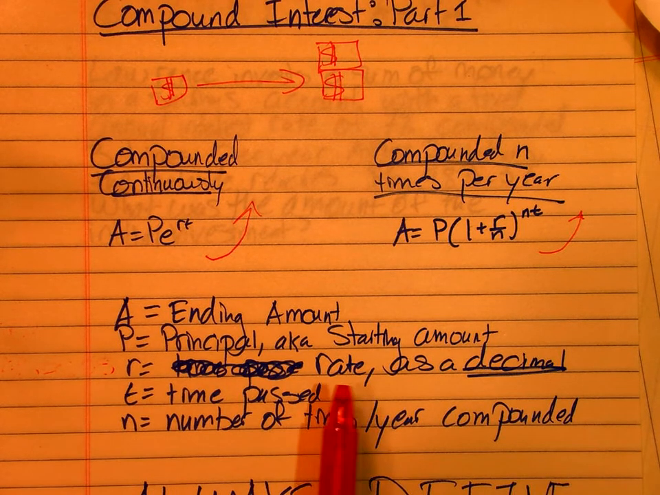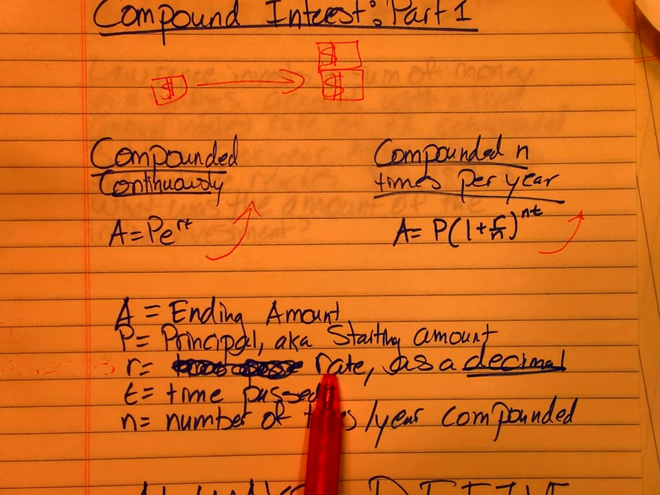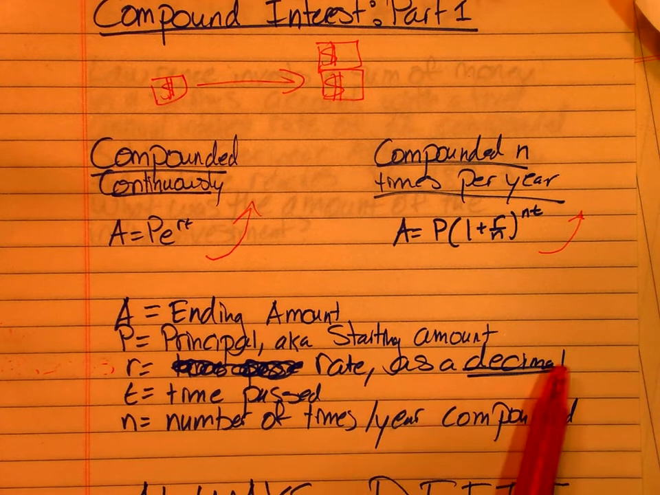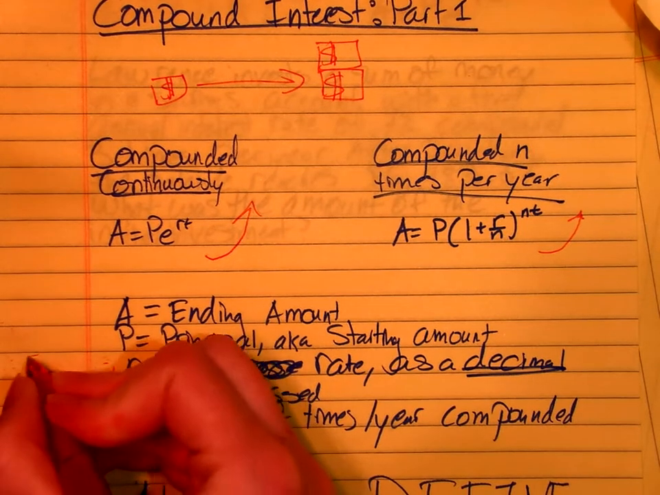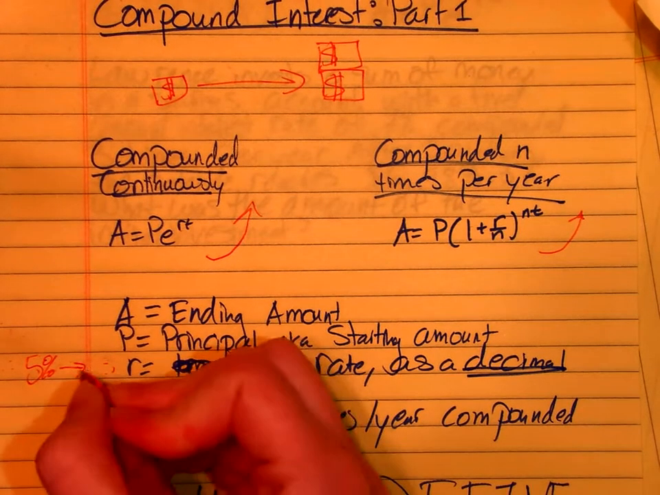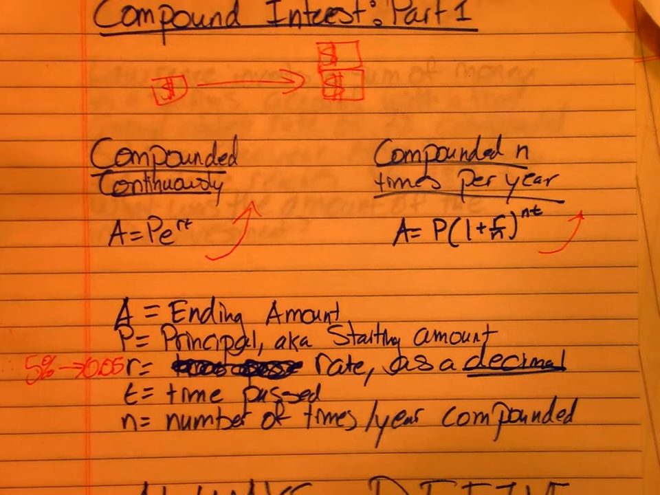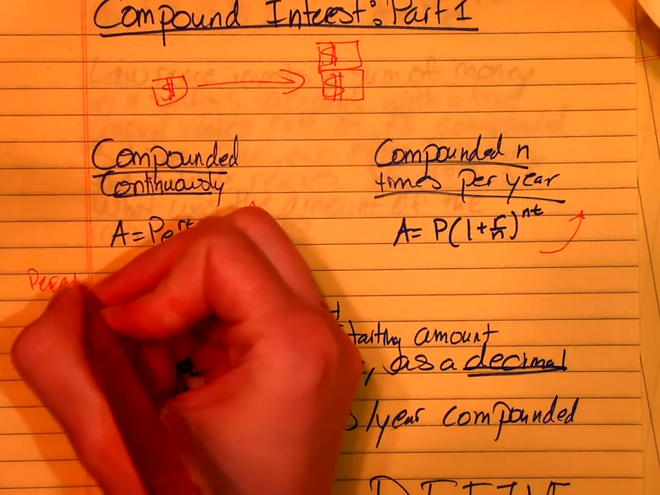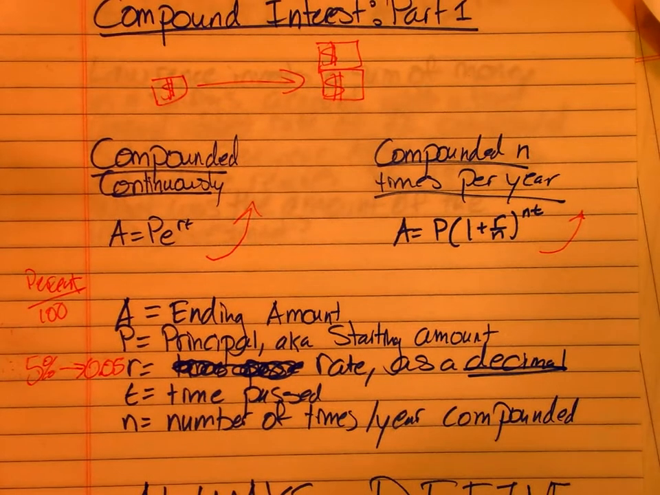R is the rate, so the rate at which it earns interest. And you need to convert this to a decimal. So if, for example, they say a rate of 5%, you've got to convert that to 0.05. If you forget how to convert percents to decimals, it's always just the percent divided by 100. That will always give you your decimal. T is the amount of time that passed that you're earning interest on, and N is the number of times a year it's compounded. Go ahead and pause this video and write all of this down very, very neatly. You will need it later.